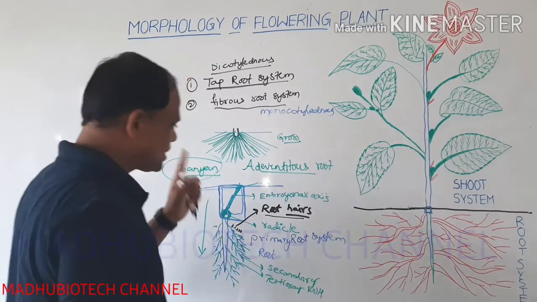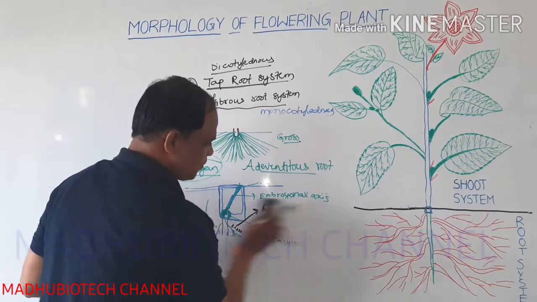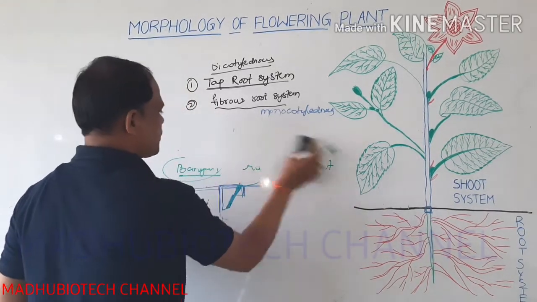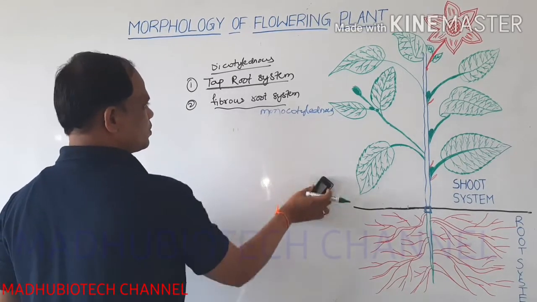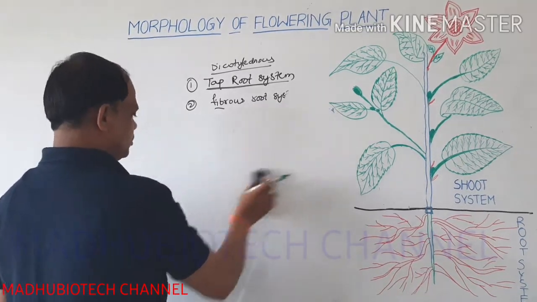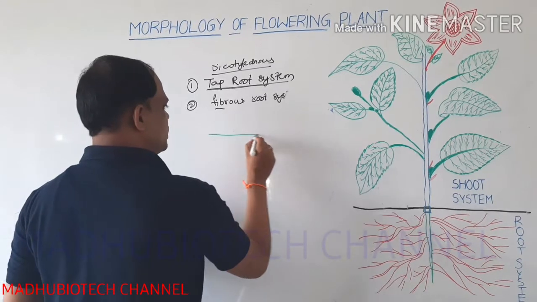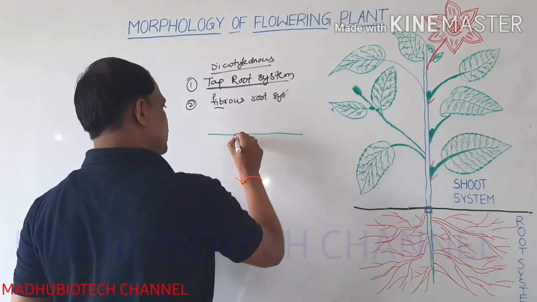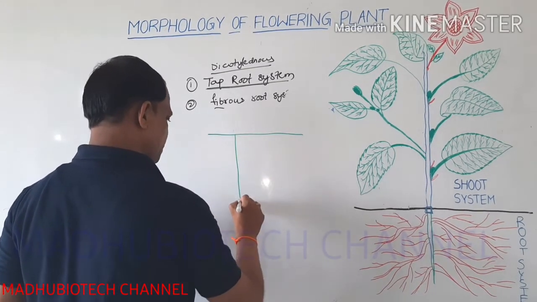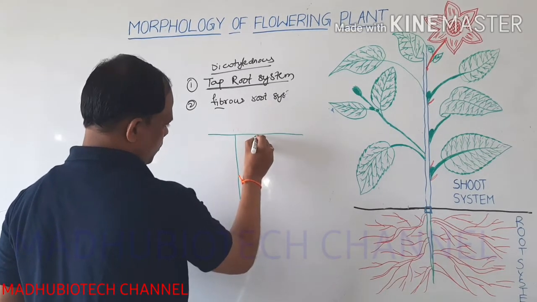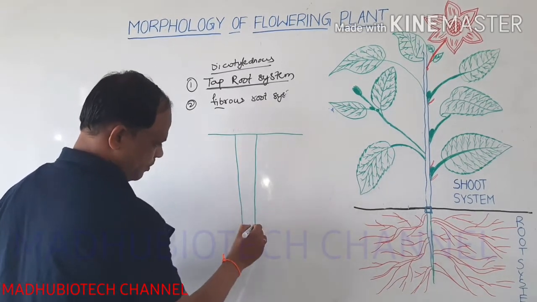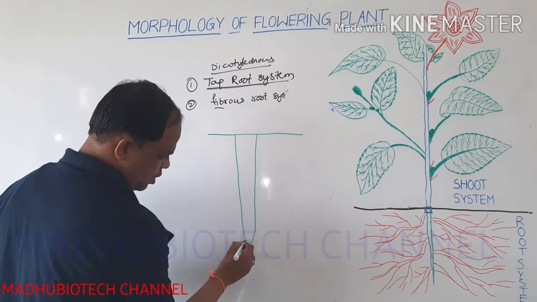And now the structure of the root system. So this is the soil. Structure of the root system.